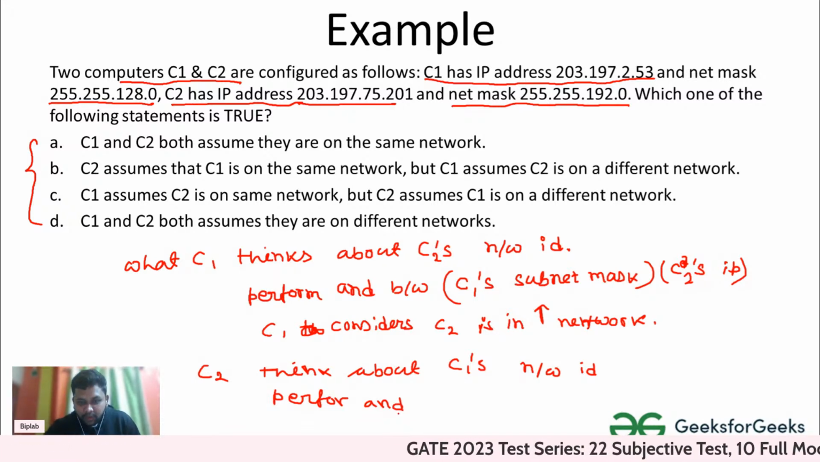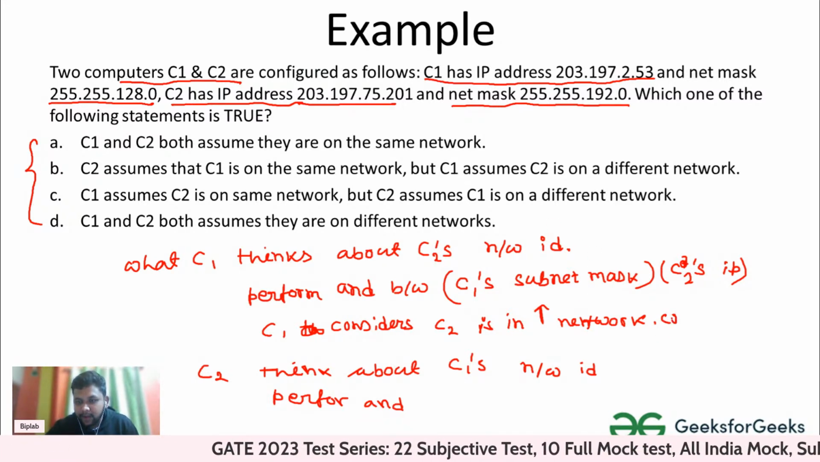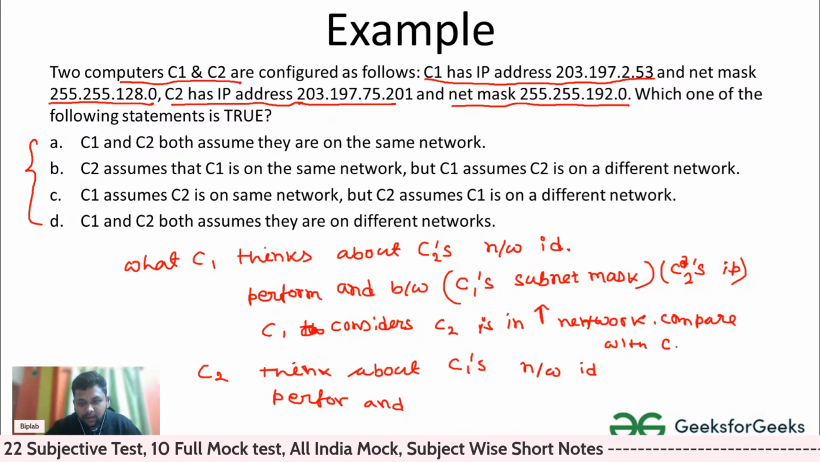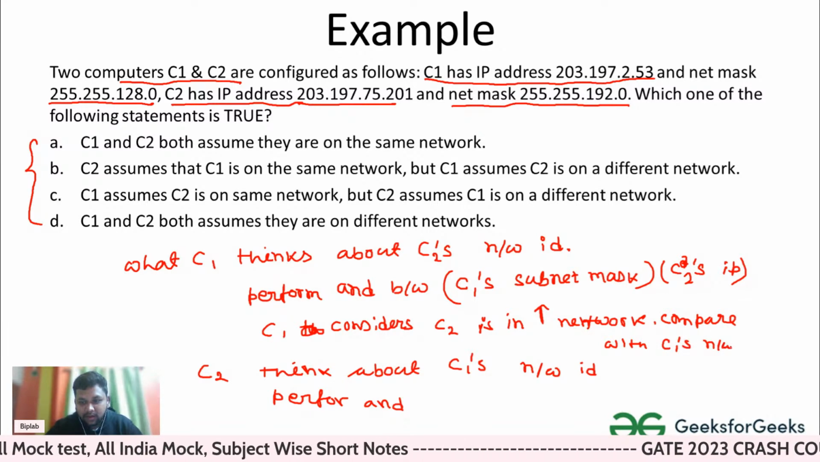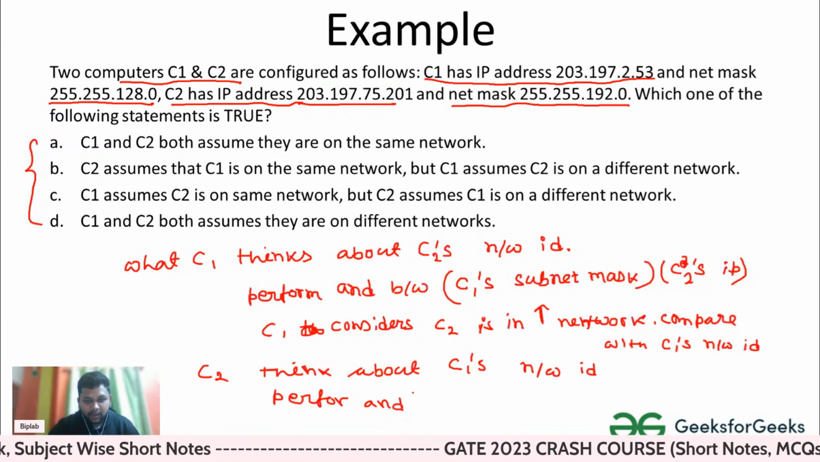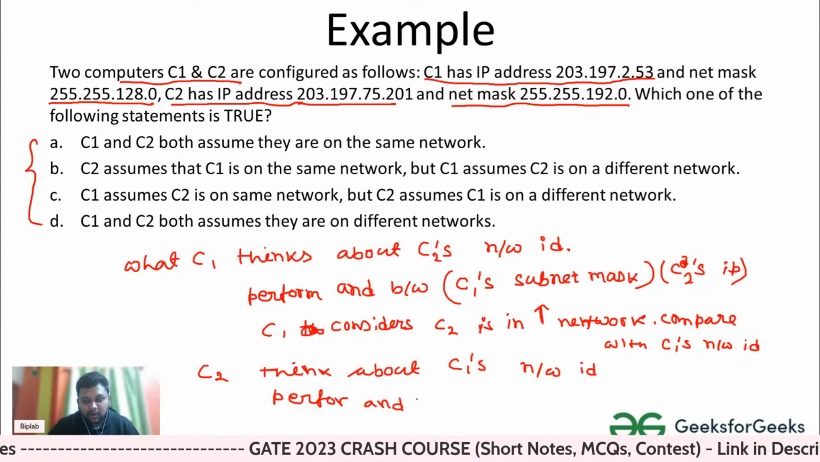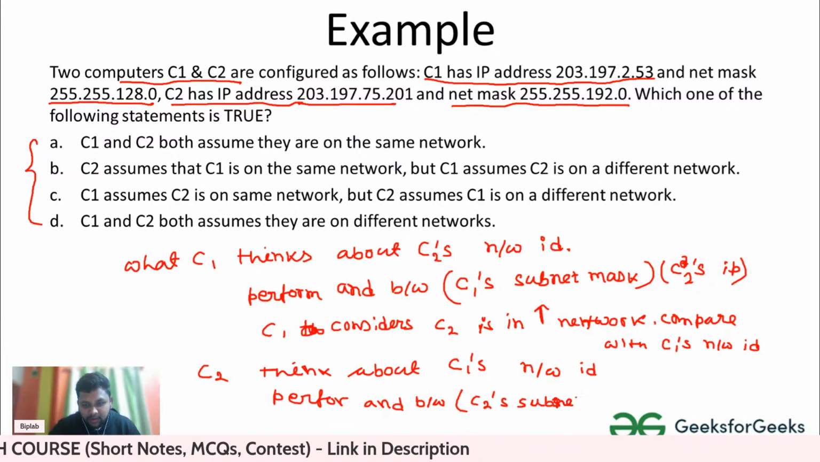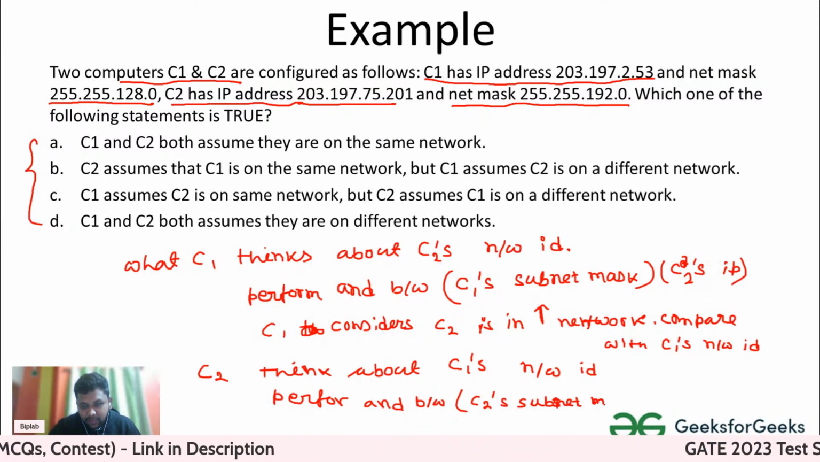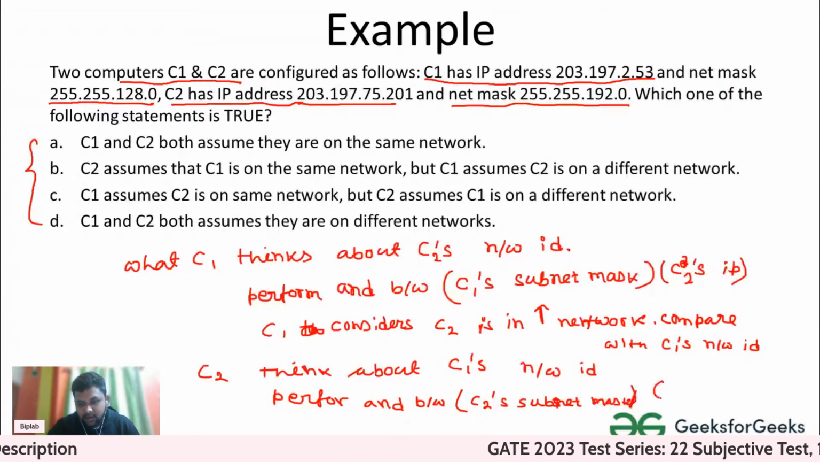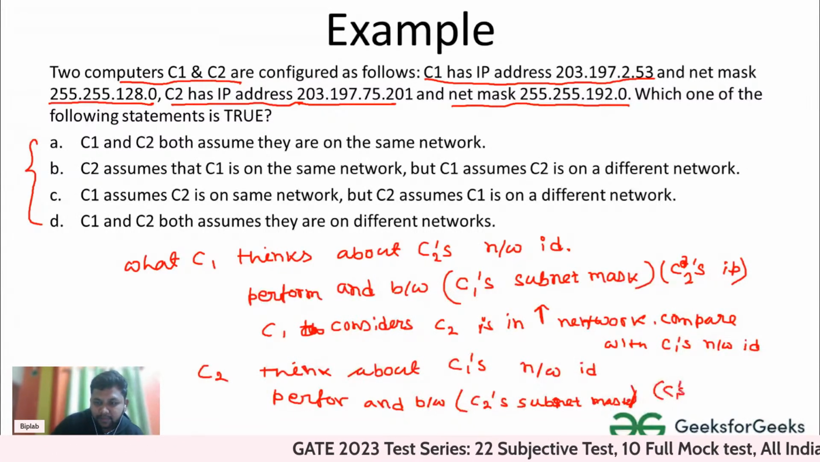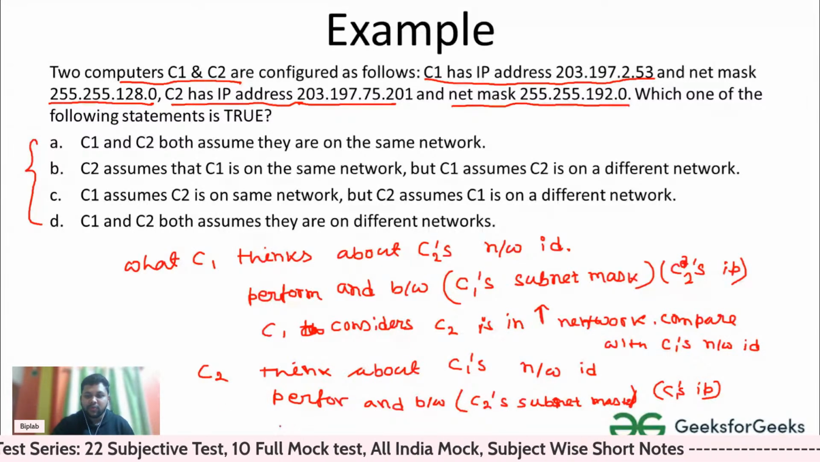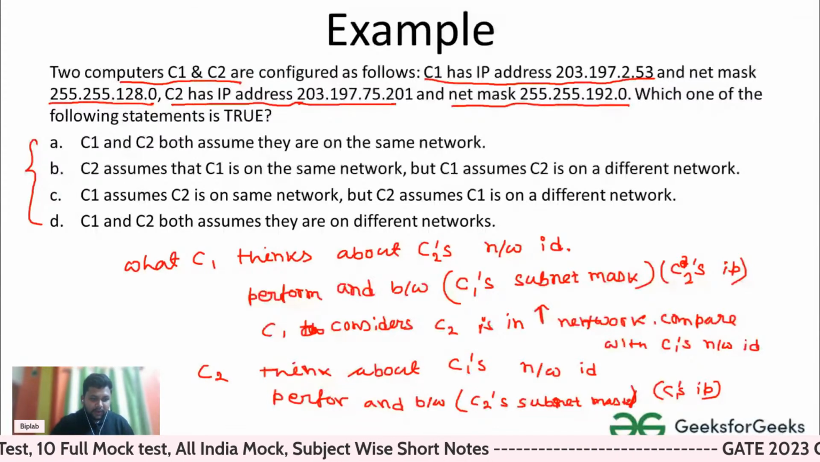What C1 thinks C2's network ID is, compare that with C1's network ID. Here also, perform AND between C2's subnet mask with C1's IP, and again in the same way get what C2 thinks about C1 and compare.